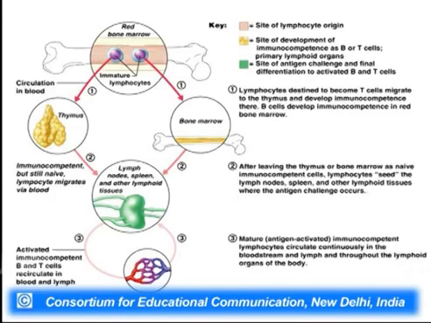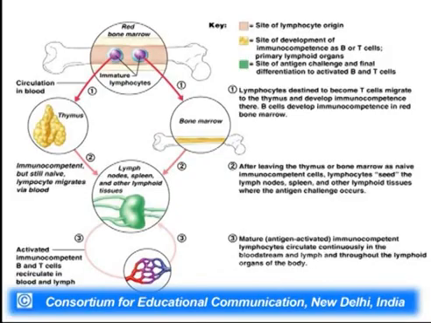In the second stage, after leaving the thymus or bone marrow as naive immunocompetent cells, these lymphocytes seed the lymph nodes, spleen and other lymphoid tissue where antigenic challenge takes place. It is the place where the battle is taking place, the battle is commencing. The lymphocytes are brought to this secondary lymphoid organ and finally the antigen is killed there. The entire battlefield is the secondary lymphoid organ. Finally, the mature antigen activated immunocompetent lymphocytes circulate continuously in the bloodstream and the lymph.